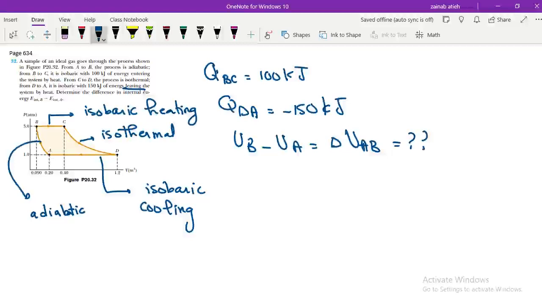So I will start by calculating delta U for all the three other processes in order to be able to deduce delta U_AB. Let's start with BC. So for BC we have an isobaric heating. So BC, it's an isobaric process.